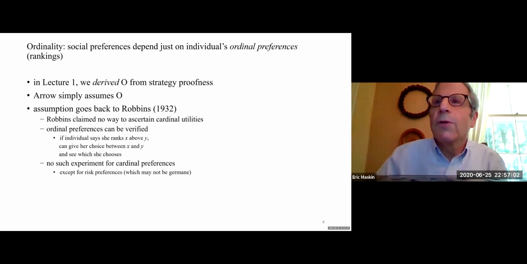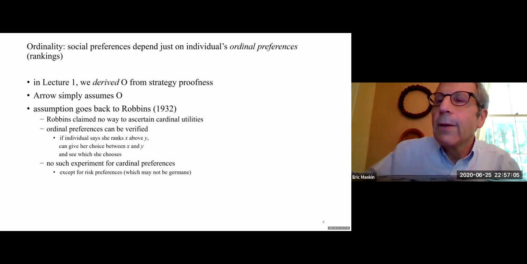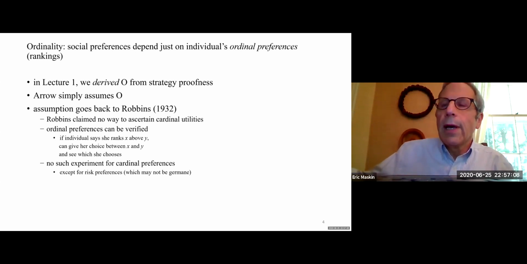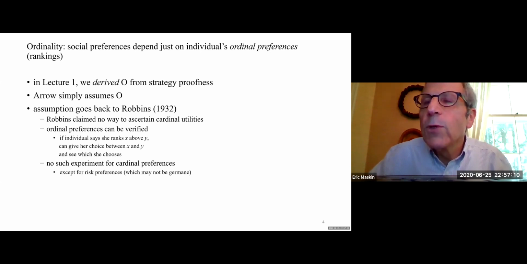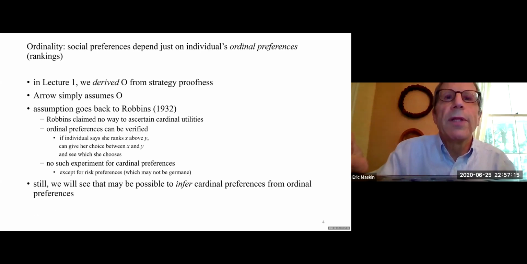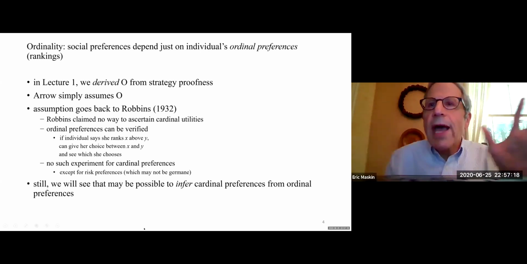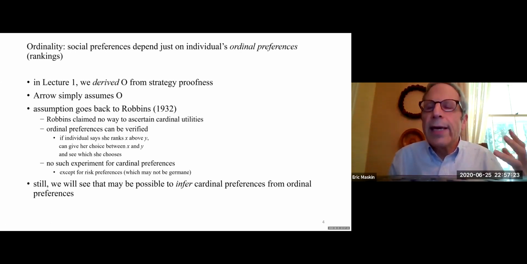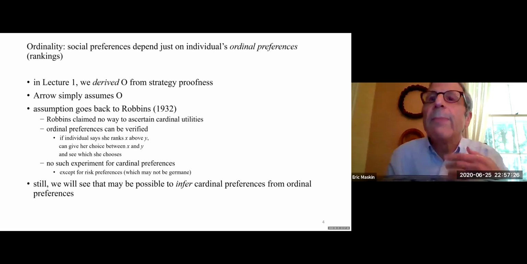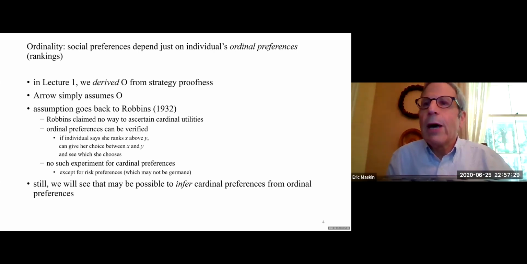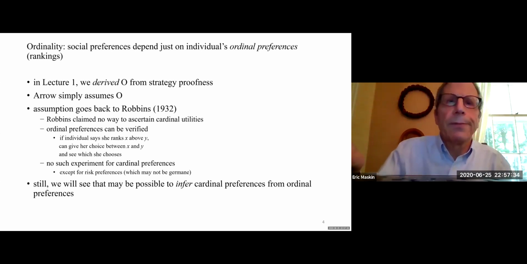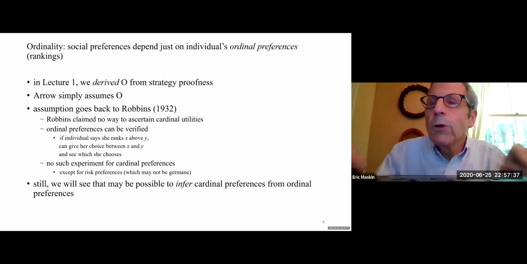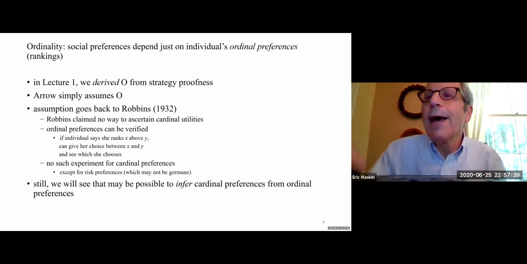So for that reason, Robbins and many subsequent writers, including Samuelson, including Arrow, rejected cardinal utility. Still, as I will be talking about in a little while, even if we're not looking at cardinal preferences directly, it may be possible to make inferences about cardinal preferences from ordinal rankings, which Arrow did not allow, but perhaps he should have allowed.